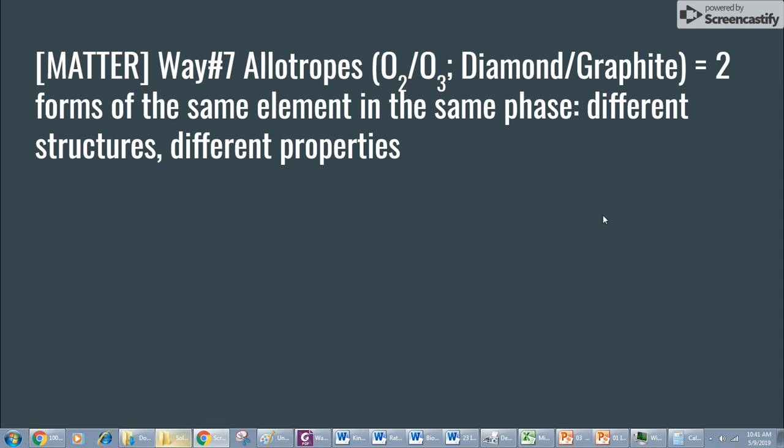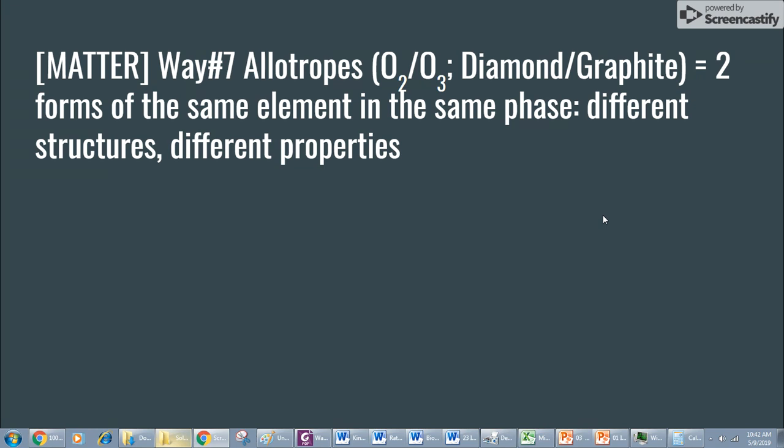Okay, way number 7 on passing the chemistry Regents has to do with allotropes. Allotropes are two forms of the same element in the exact same phase, but have different structures and therefore have different properties. This idea is huge in chemistry. All matter and how it behaves can be tied back to the structural composition of that matter.